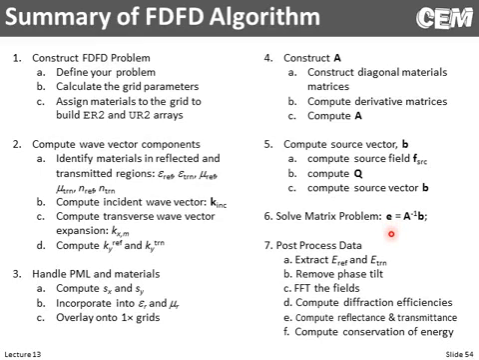Then we know the field everywhere. Now all we do is post-process it to calculate some meaningful things. We'll extract the electric field from the reflection and transmission regions. We'll remove the phase tilt, so we're just left with the amplitude portions. We'll FFT those to calculate the amplitudes of the spatial harmonics. Now we have the amplitudes, and we also have all the wave vector information. We can calculate the diffraction efficiencies.